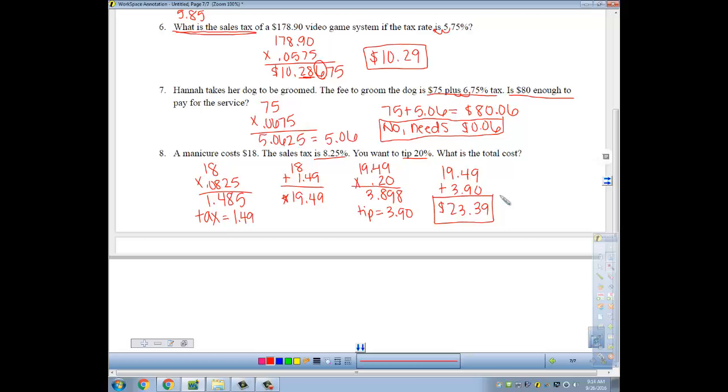So you might be asked questions like that a lot, where there's a sales tax and a tip, or tomorrow we'll have a discount and a tax. So remember, tip always comes last, and then tomorrow you'll find out that discounts will go first.